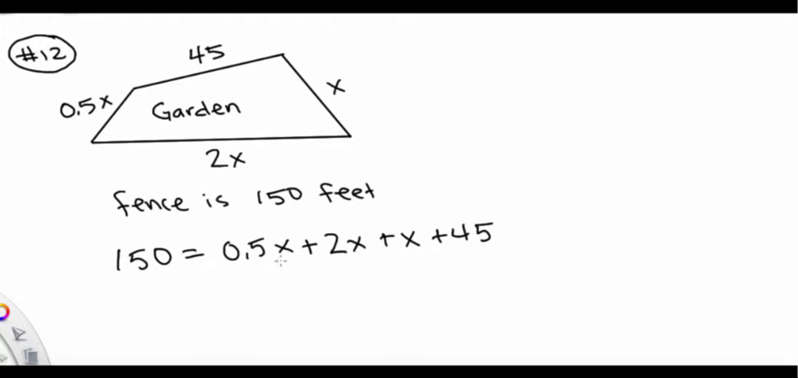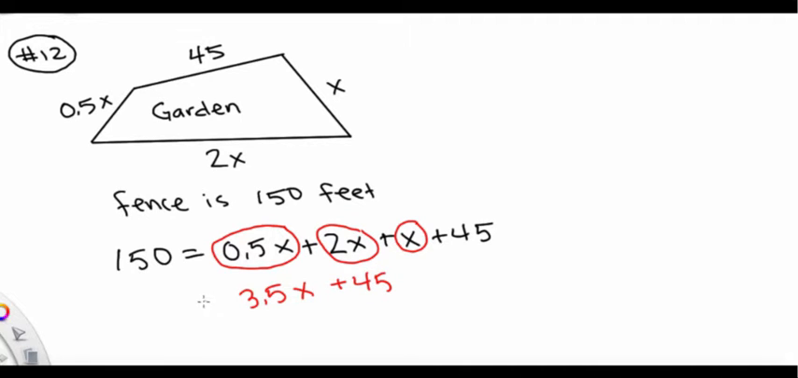All right. Now we need to do the same thing we did in the last problem. We need to combine like terms. So we'll say that 0.5x plus 2x plus x, we combine those terms and we get 3.5x. All right, and then we also have plus 45 and equals 150.